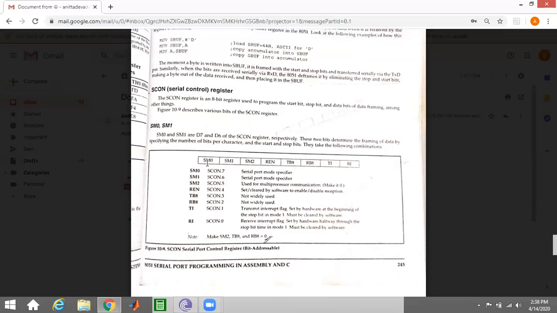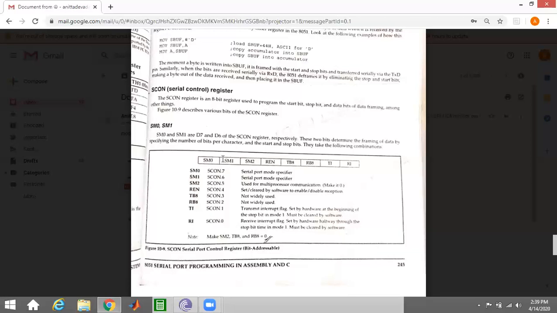The MSB bits are called SM0, SM1. That is called the serial port mode specifier. Yesterday we studied the modes 00, 01, 10, 11 for the timer, right? In the same way, for serial communication, to specify the mode, we have these two places.